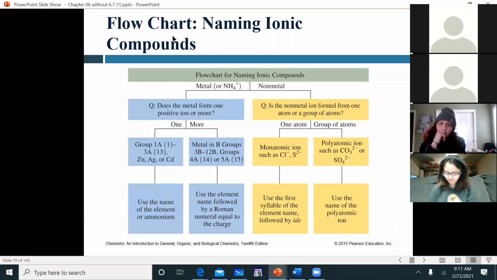Here's a nice flow chart for naming things. Ionic, so if it's a metal, does it form 1 or more ion? If it forms 1, use the name of the element, or ammonium can also be used. If it's got more than 1, we use a Roman numeral. Now we're gonna do the non-metal, right? If it's any of these, you IDE it. If you use a polyatomic ion, you just name the polyatomic ion.